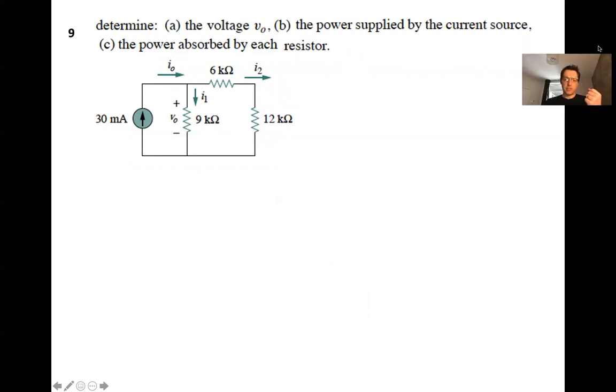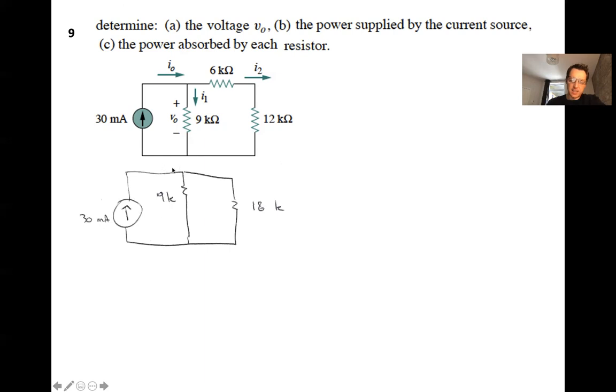Determine I1, I2, the voltage V0, the power supplied by the current source, and the power absorbed by each resistor. Notice that we have a circuit that can very much be reduced. The 6 and 12 are in series, so they can be reduced to an 18. And then that 18 is in series with the 9K. So we have 18 kilo ohms on the outside branch, and 9 kilo ohms on the middle branch.